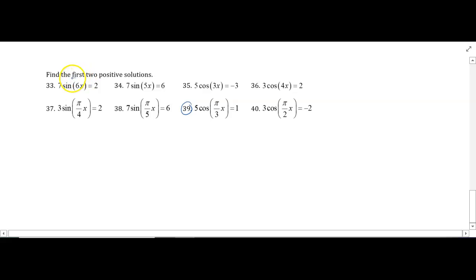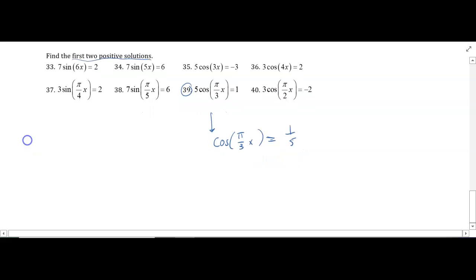We're supposed to find the first two positive solutions, and notice that one other difference is we don't just have x inside of our argument there. We've got pi over 3 times x. So the first thing we want to do is divide both sides by 5. We want to isolate the trig function. So we get cosine of pi over 3 x is going to equal 1/5.